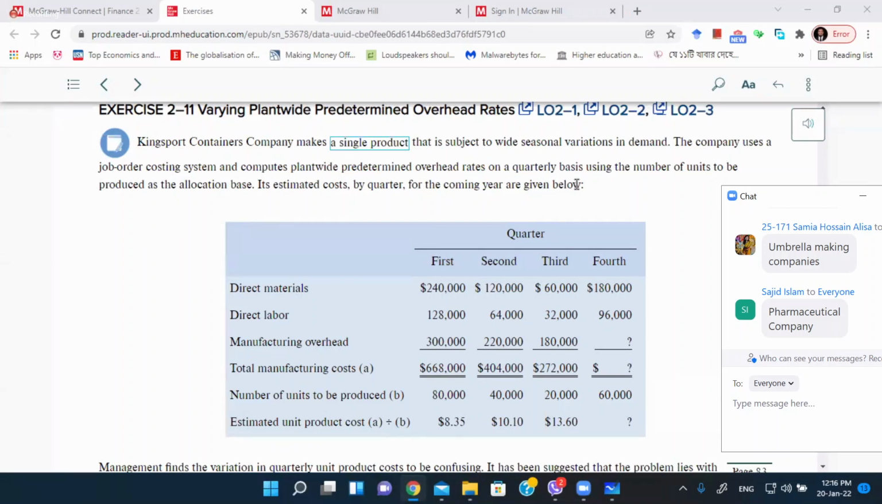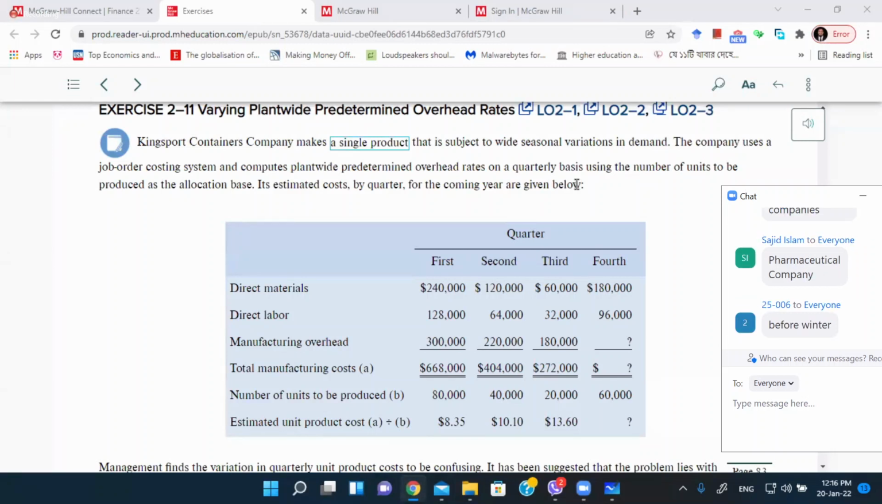Okay. You see that the pharmaceutical products for the winter season will be required more in the winter season, right? So in which season should it be produced? In the winter season or the season coming before the winter season? If you produce in the winter season, will you be able to capture the market demand? Is my question clear, Sajid?